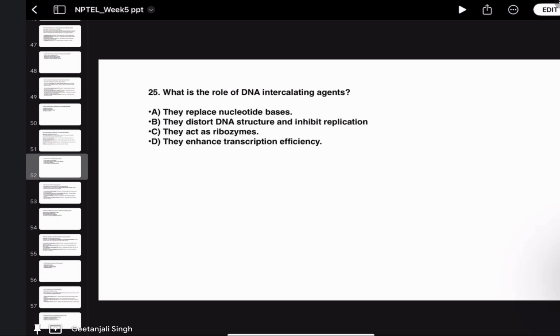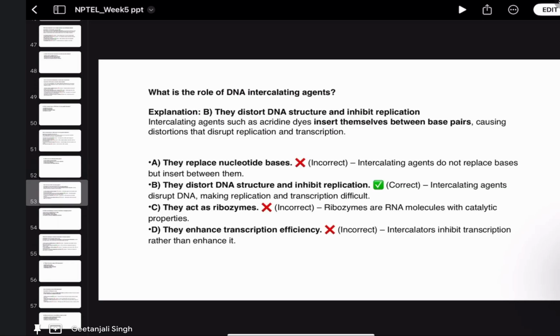So the correct answer is B. They distort DNA structure and inhibit replication. Intercalating agents such as acridine dyes insert themselves between the nitrogenous base pairs because generally intercalating agents are planar in structure. So they go and they place themselves between the nitrogenous bases, and that causes distortions, and that distortion basically stops replication and hence transcription.